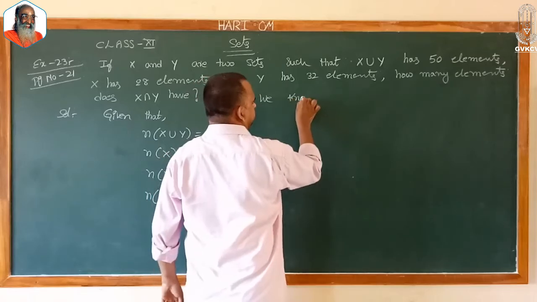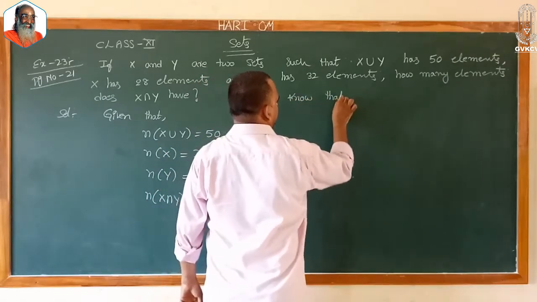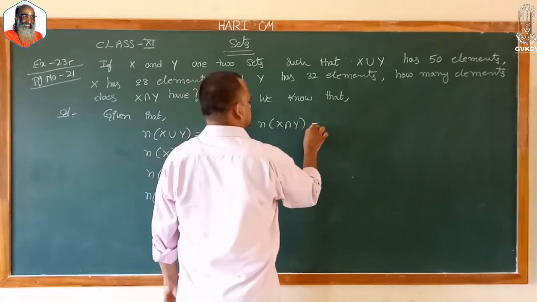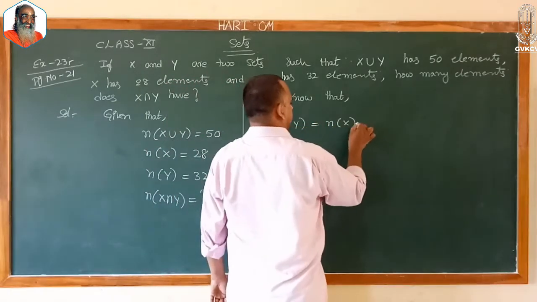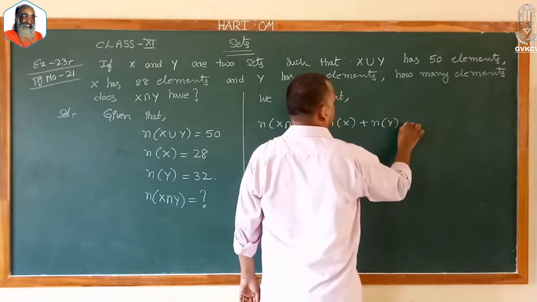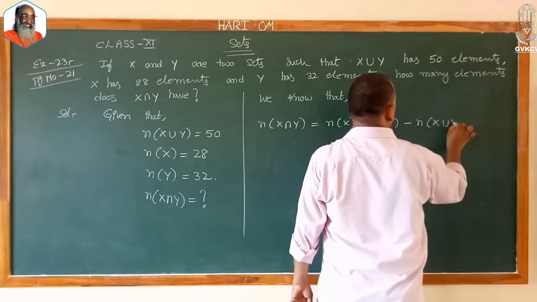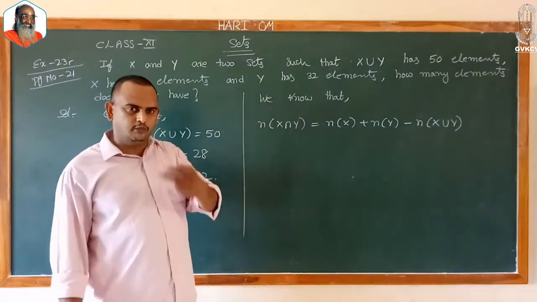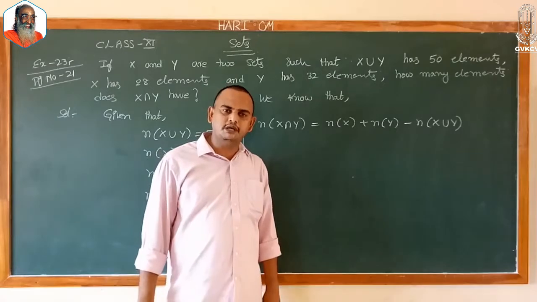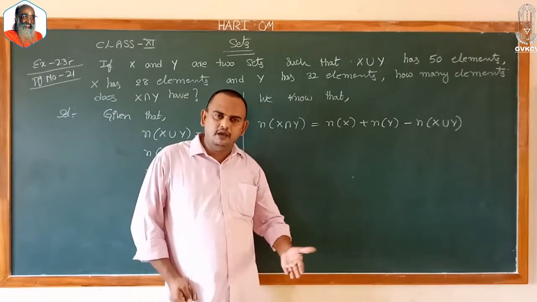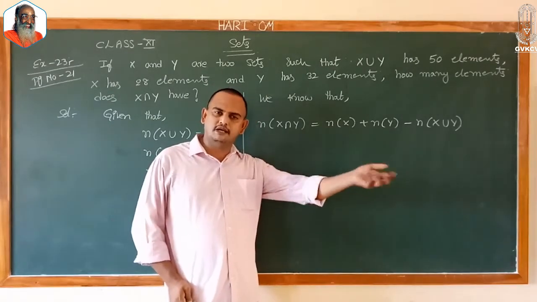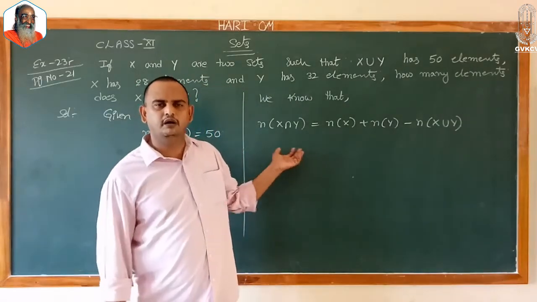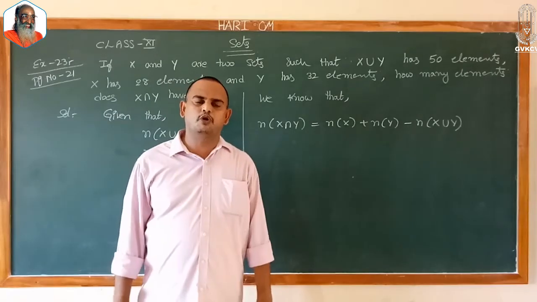We know that. What is the formula we know? N of X intersection Y is equal to N of X plus N of Y minus N of X union Y. Just now we have seen a formula. Second formula, N of A intersection B is equal to N of A plus N of B minus N of A union B. By applying that formula, very easily we can solve this problem.